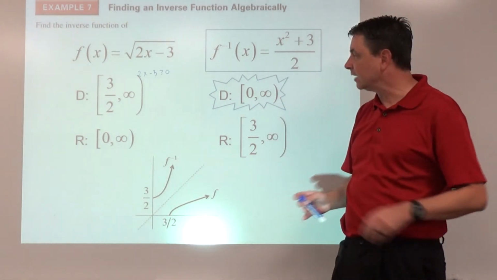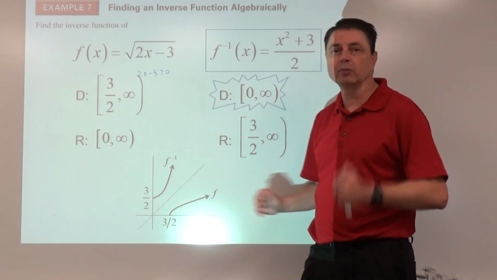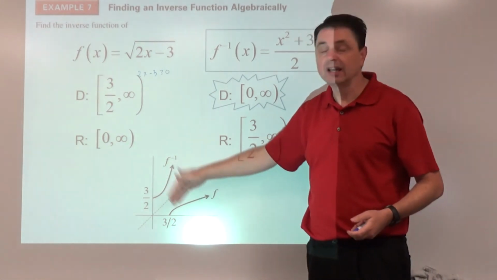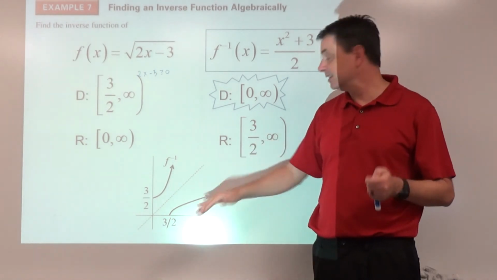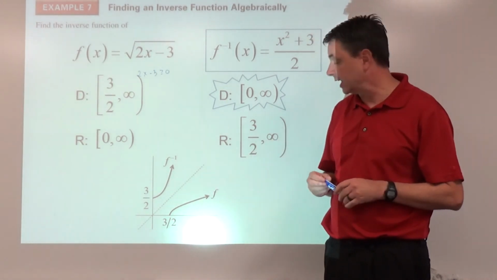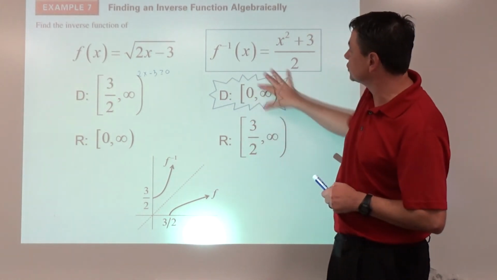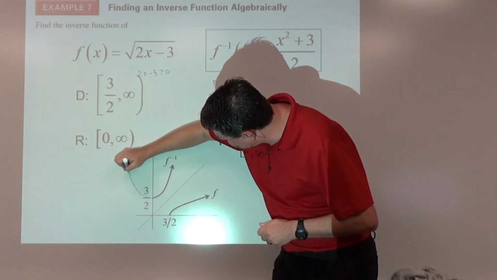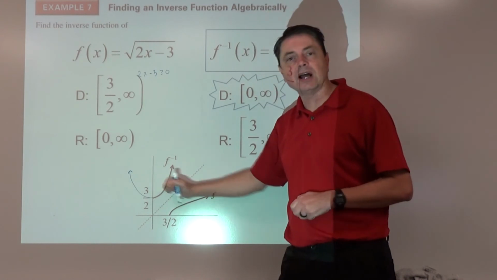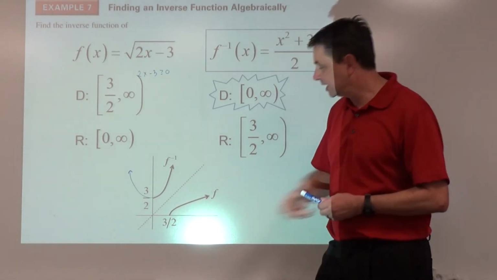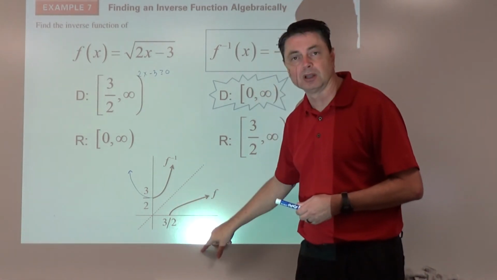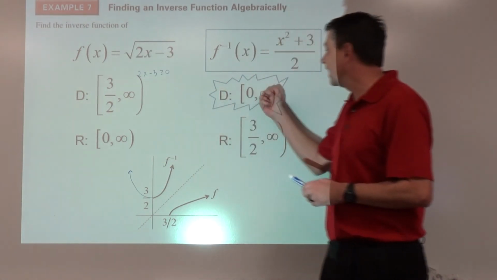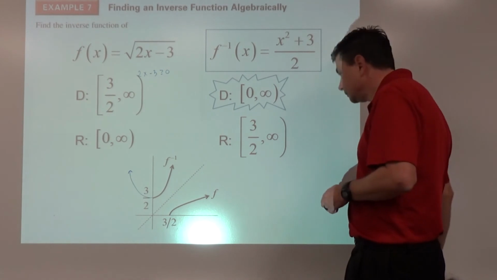In terms of the graphs, here is f. Remember, we talked earlier that the inverses have to be reflections of each other in this line, y equals x. So if we had not restricted the domain here, we would have gotten a full parabola. But then they're not reflections of each other because this doesn't have the part below because we're just talking about square root. So that's why this is so critical.